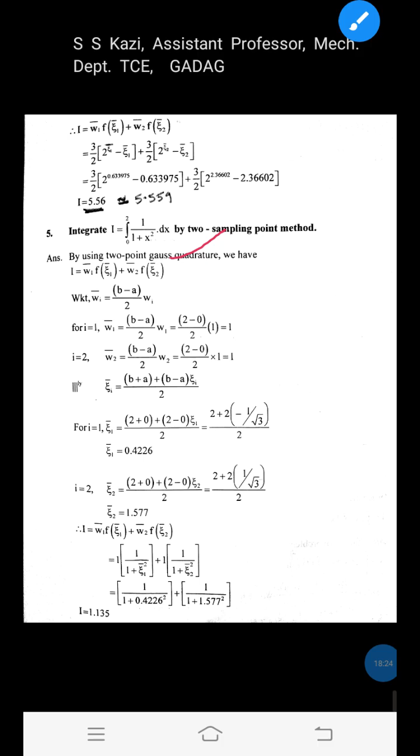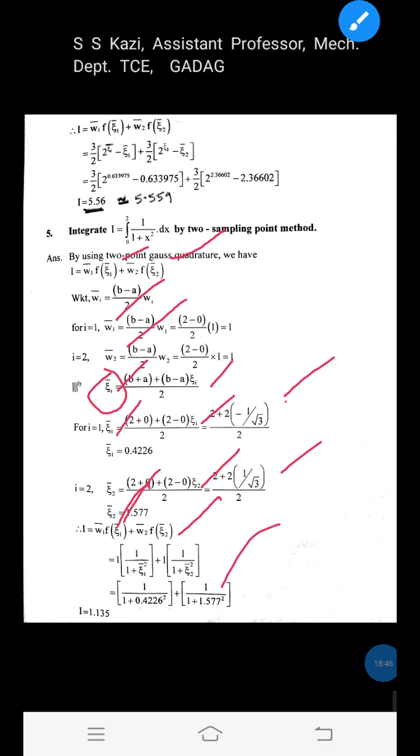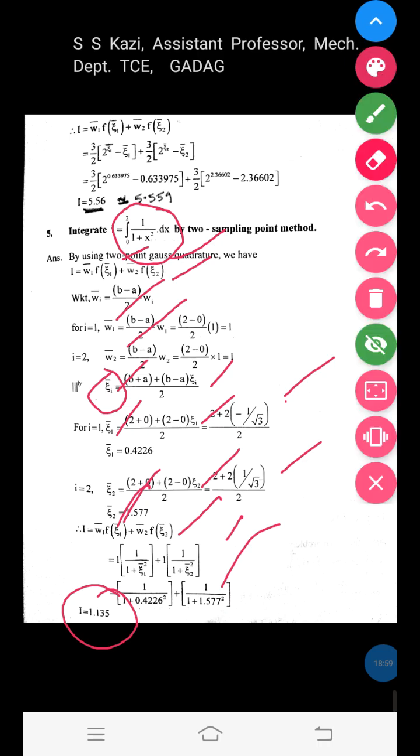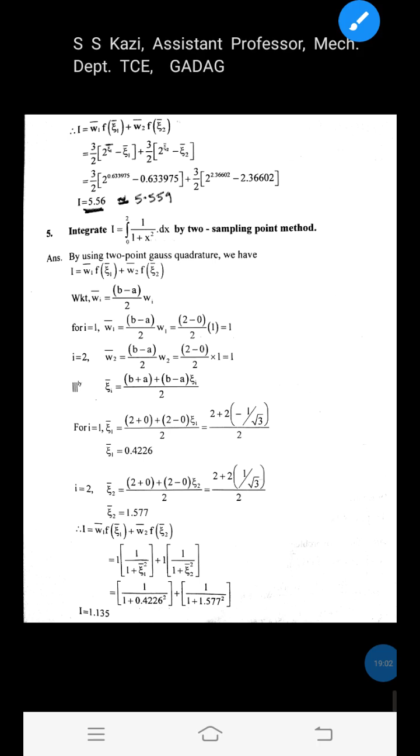Where we just need to find w1 bar and w2 bar, and here instead of zeta i bar we should use xi bar, that is x1 bar and x2 bar. The remaining procedure and formulas are all the same. You should write w1 bar into f of x1 bar plus w2 bar into f of x2 bar. If you use zeta 1 bar instead of x, and write 1 by 1 plus x square in terms of 1 by 1 plus zeta square, it will not affect the solution. It will be correct. I hope you have understood, my dear students.